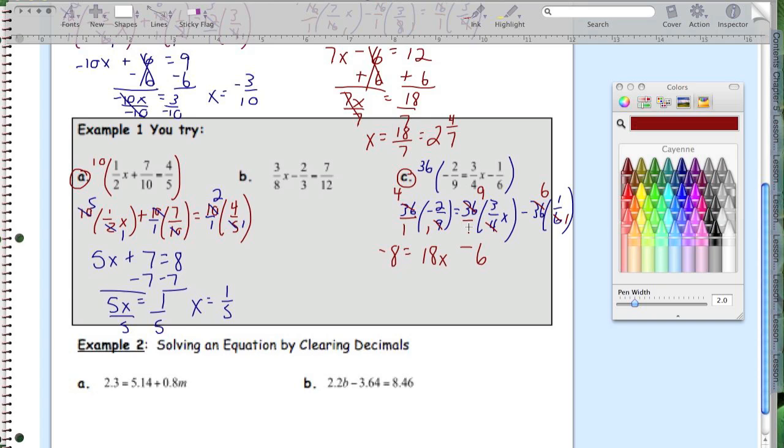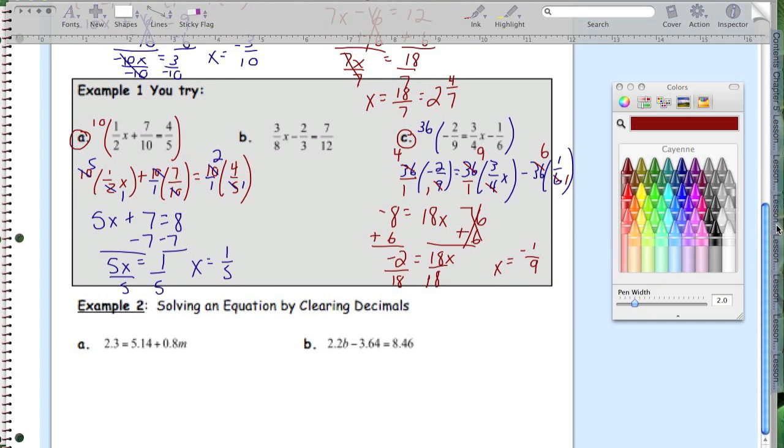And just double check that all of your work is correct, and it looks good there. So we're able to add 6 to both sides. I have 18x that comes down here because those cancel. Negative 8 plus 6 is negative 2. I'm going to divide both sides by 18. And I get x equal to negative 1 over 9, because I'm going to simplify negative 2 over 18.